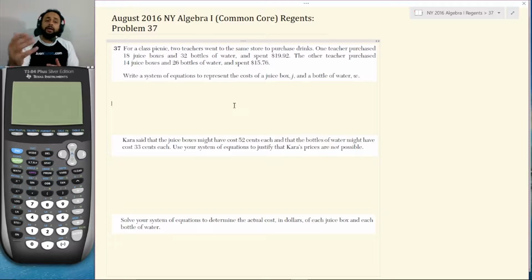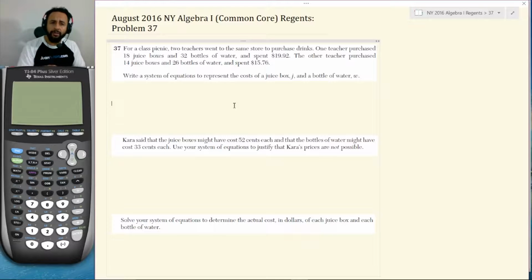All right. So now here's the problem. For a class picnic, two teachers went to the same store to purchase drinks. One teacher purchased 18 juice boxes and 32 boxes of water and spent 19.92. The other teacher purchased 14 juice boxes and 26 bottles of water and spent 15.76.